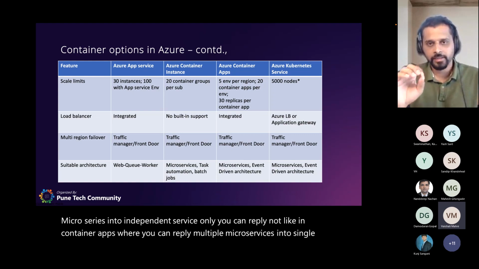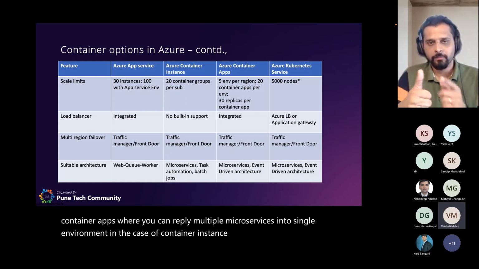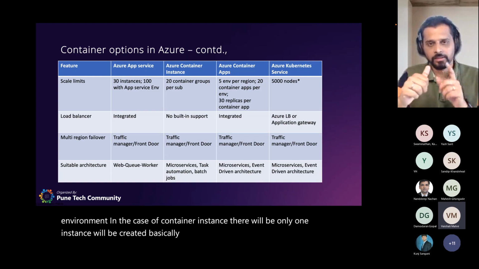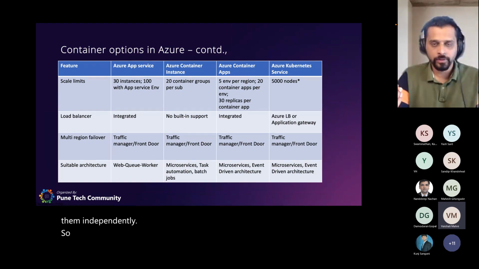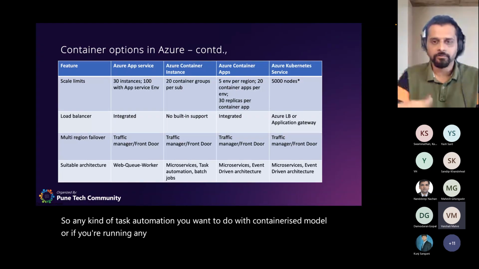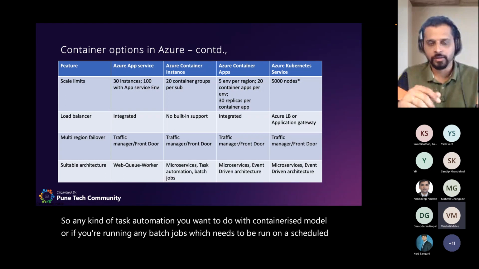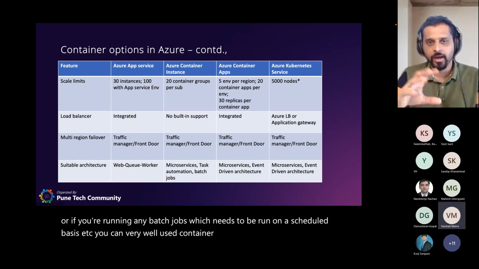In the case of container instance, there will be only one instance created, basically one container per instance. So you can have maybe 20 containers or something like that. Then you can create each of them independently. So any kind of task automation you want to do with the containerized model, or if you're running any batch jobs that need to be run on a scheduled basis, you can very well use container instance, because that doesn't need a lot of orchestration, right?